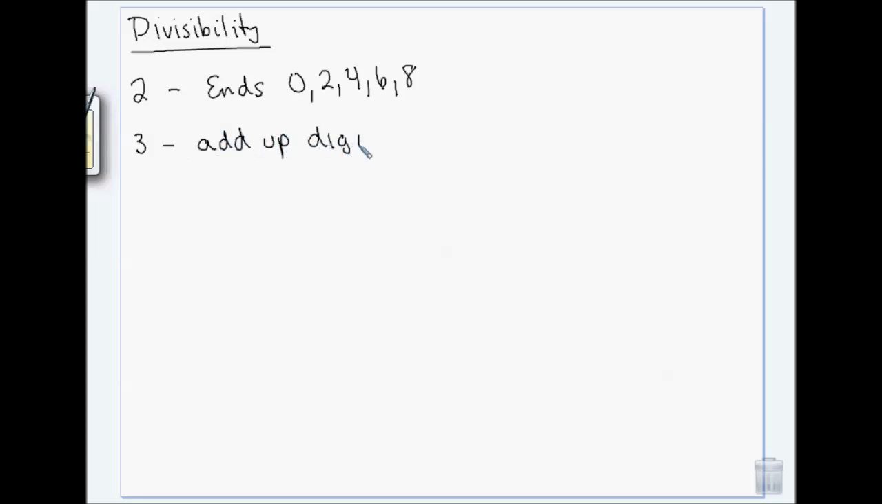you add up the digits. So whatever digits are in the number, you add those up, and if that divides by 3, then the original number divides by 3.